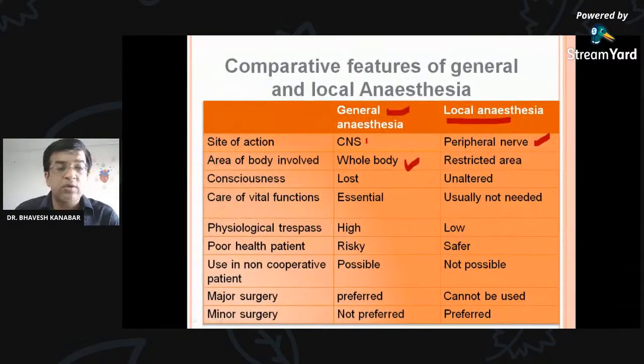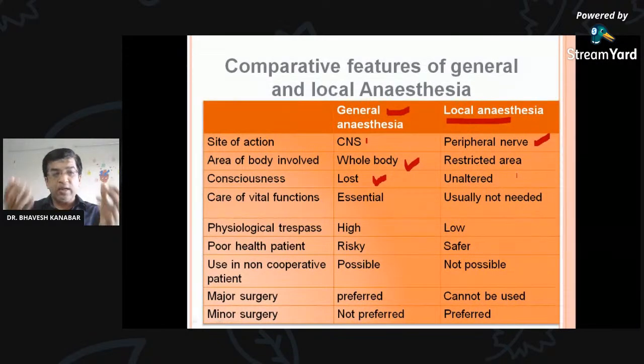Okay, fine. So consciousness in general anesthesia is lost because it affects the brain and spinal cord, while here the patient is conscious. In local anesthesia, only the hand or a local part is affected. Many times a hernia operation is also carried out under local anesthesia. So here consciousness is unaltered, meaning consciousness is not lost.